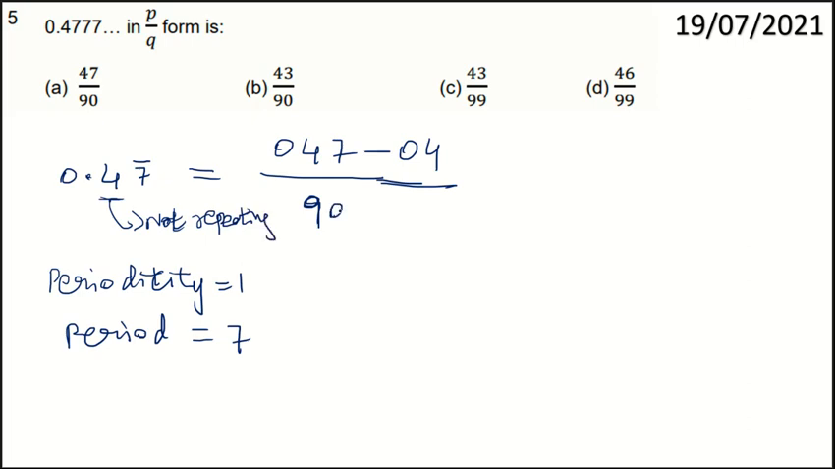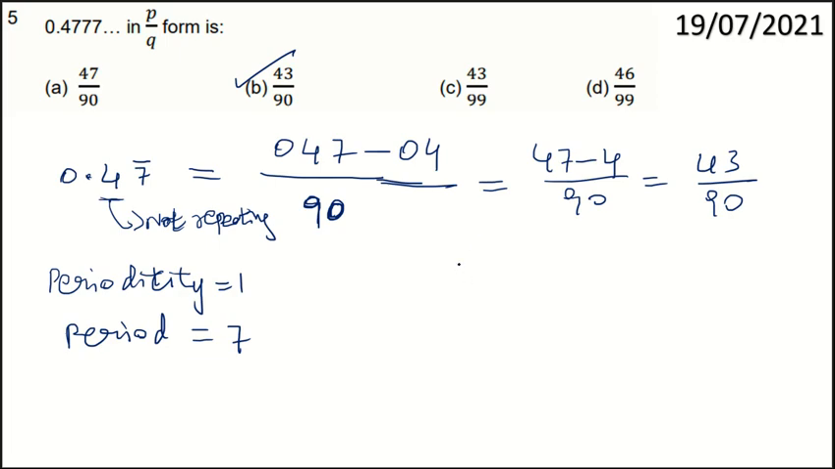If there is such a digit, then we have to take a 0 beside the 9. So, 47 minus 4 by 90 is 43 by 90. The right option is B. This is the shortcut. I even taught you using the long procedure given in the textbook also.